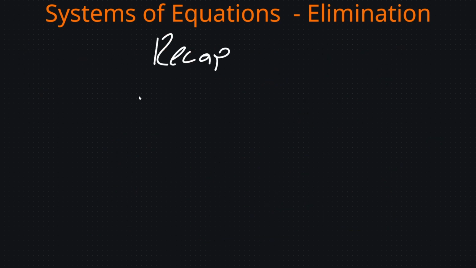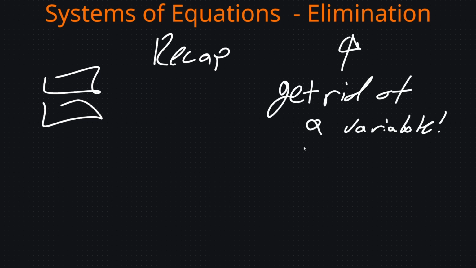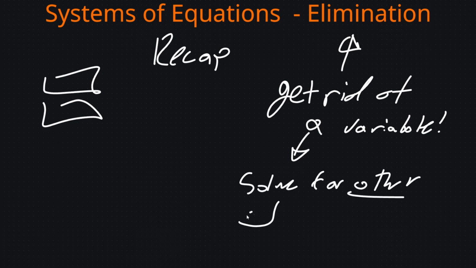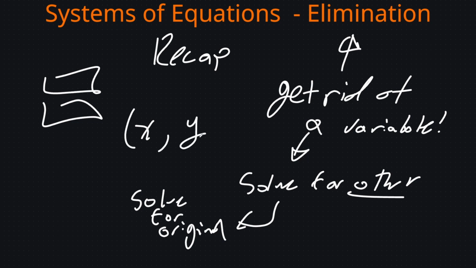So as a recap of everything we've talked about, systems of equations are when you have two equations set up next to each other, and you want to solve for the variables that make them both true at the same time. One method of solving them is going to be elimination. It's where you get rid of a variable. Once you get rid of a variable, you're going to then be able to solve for the other variable. And once you have that other variable, you can use it to once again solve for the original variable. This will leave you with two parts of your solution, an x value and a y value. So you would write your solution as parentheses x comma y.